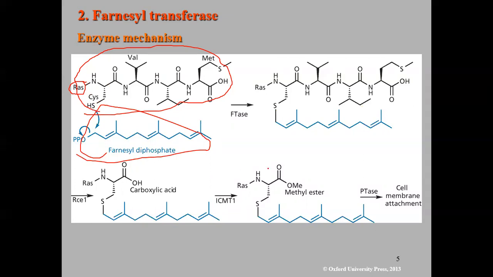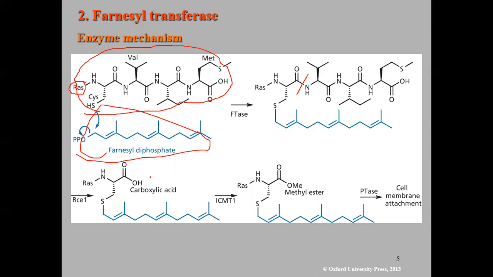All right. Then further metabolism will happen by the RCE1 enzyme that will cut the tetrapeptide group here and form a terminal carboxylic acid. The problem is that this terminal carboxylic acid is polar, and because it is polar, it is going to hinder the attachment of the farnesylated RAS to the inner side of the cell membrane.